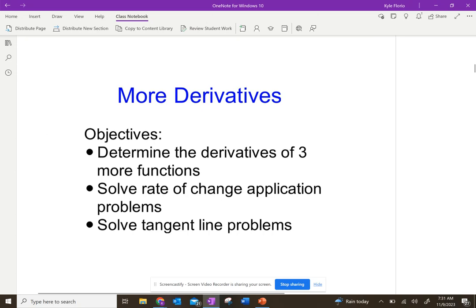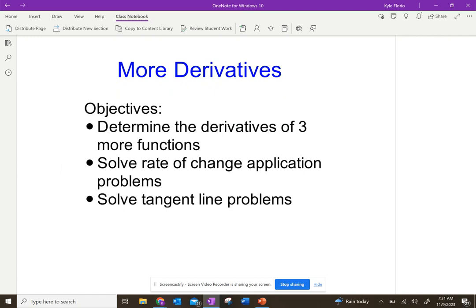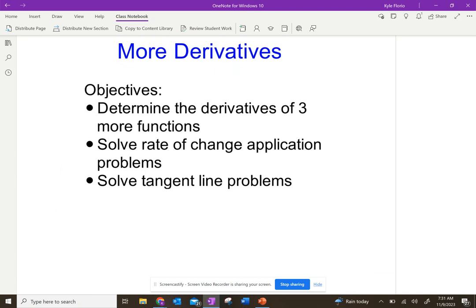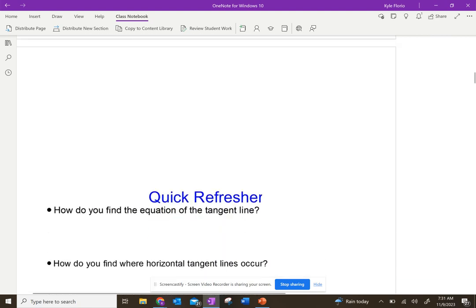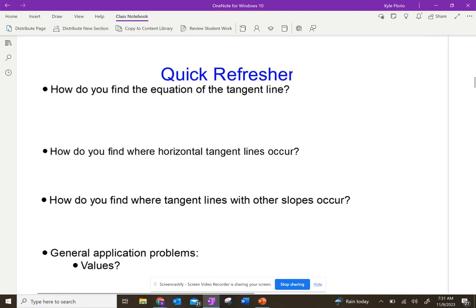Good morning, calculus. We're going to do some more derivatives involving some trig functions, e to the x, and then just some rate of change and tangent line application problems. So, quick refresher, how do you find the equation of the tangent line?